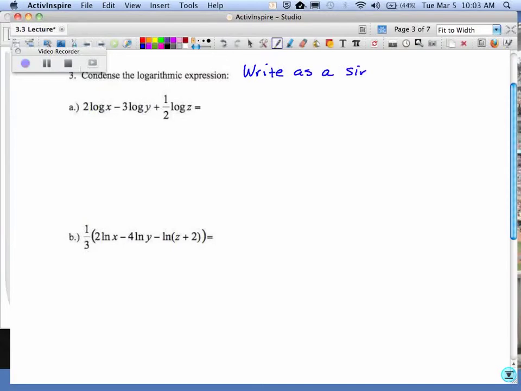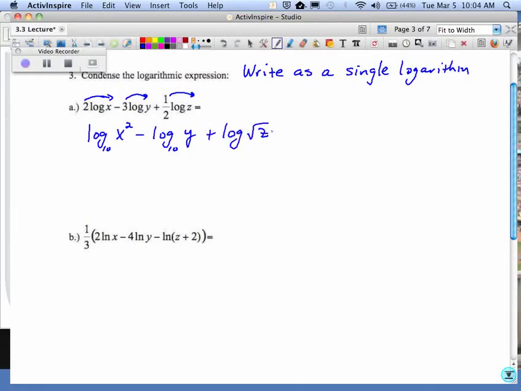So one of the first things we can do is put exponents back up top. So I have log base 10 of x squared minus log base 10 of y. And when I bring the 1/2 back up on the z, I'm going to call it the square root of z. Now, I wrote negative, but I forgot to put the 3 up here. Thank you. So we forgot the 3 there.